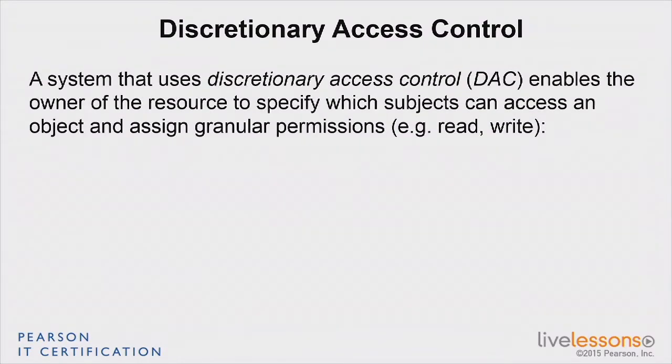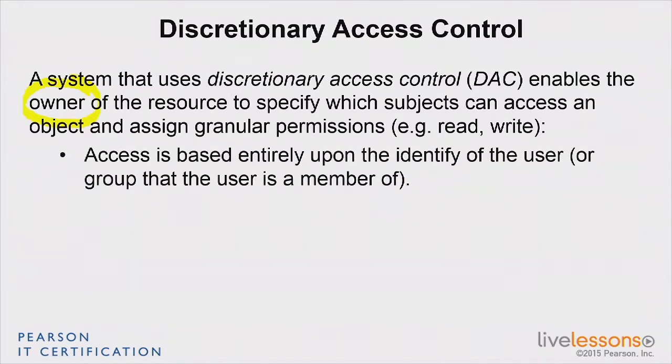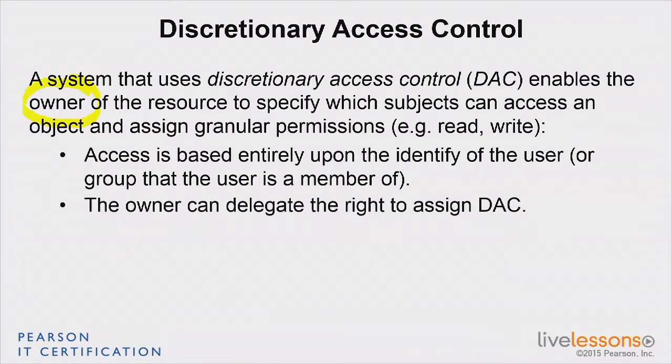Discretionary access control, which we call DAC, enables the owner of the resource to specify which subjects can access the object and assign granular permissions, for example, read and write. So again, here it's going to be the owner that has the discretion to assign these permissions. Access is based entirely upon the identity of the user, so we don't have clearance here, we don't have security labels, or the group that the user is a member of. The owner can also choose to delegate the right to assign discretionary access control to other subjects.